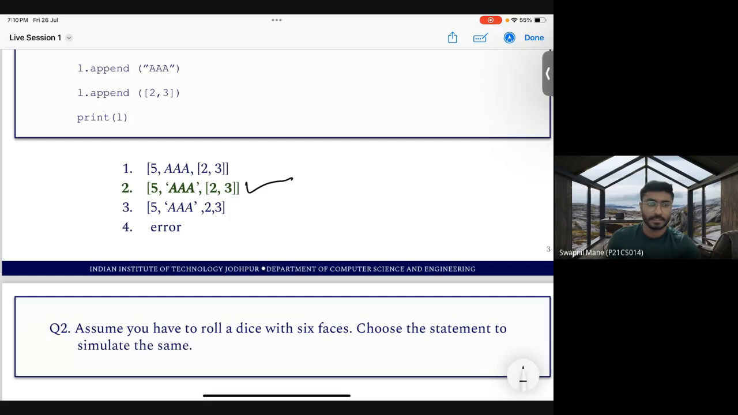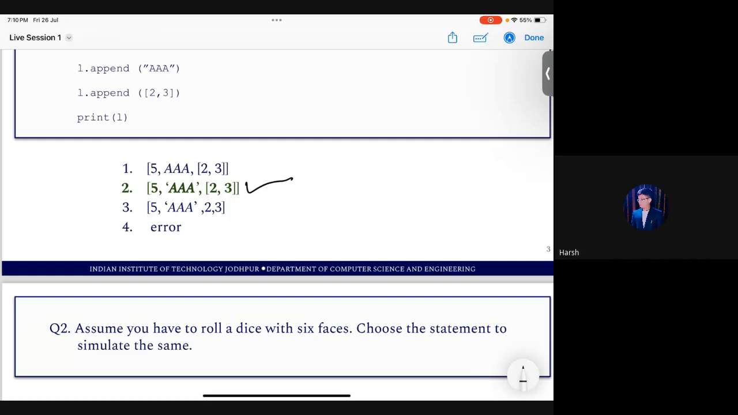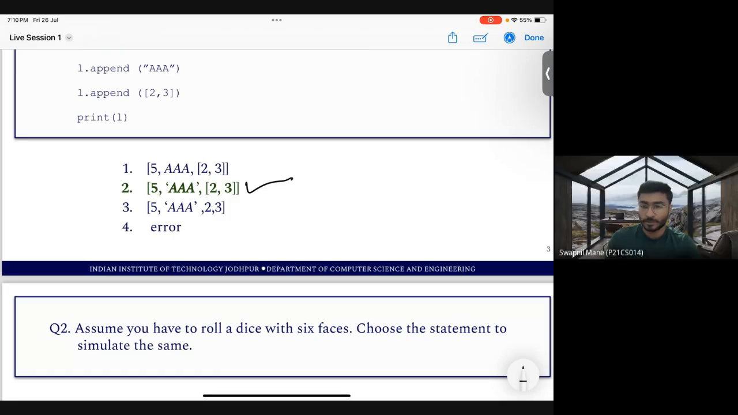Yeah, Harsh, go ahead. Yes, sir, we can make a list and populate it with the items from 1 to 6, and then we can import the random module and choose random.choice from the list. Don't you think that is maybe hard coded? Suppose there are 100 numbers, so should we write the numbers 1 to 100 in the list?